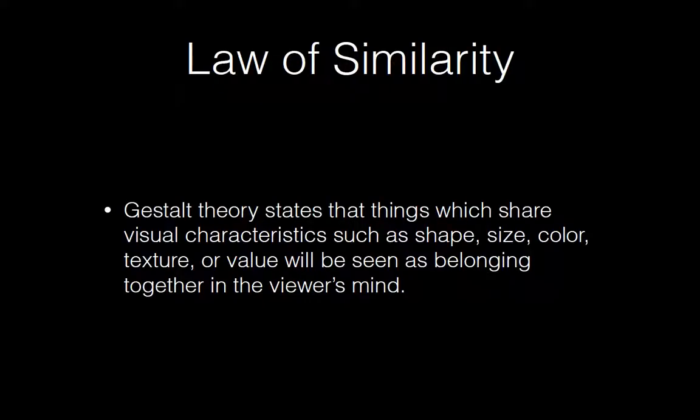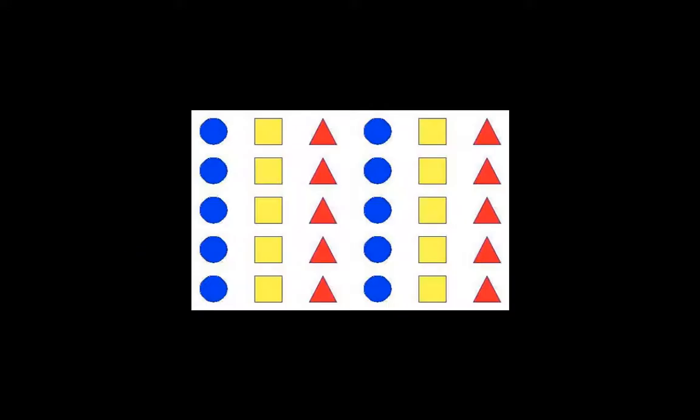The law of similarity. The law of similarity states that things which share visual characteristics that are alike will be seen as they belong together. This is, again, overall, like goes to like.